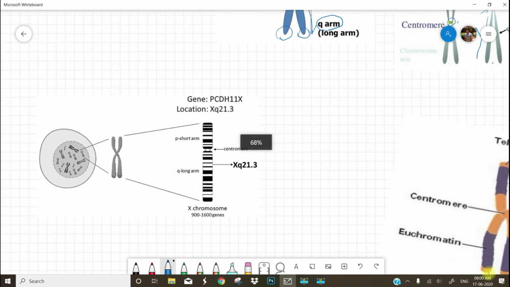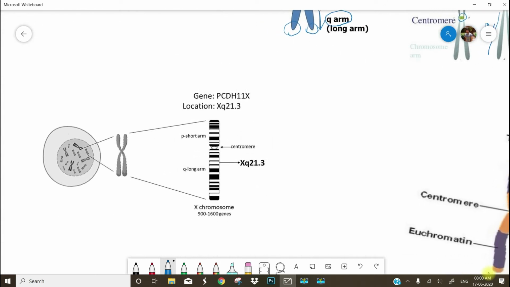See this image. Here we have an X chromosome. It is written there: this is the X chromosome with almost 900 to 1600 genes. And we have a gene here, PCDH11X. So we have to locate this PCDH11X. Actually, the location is given here.